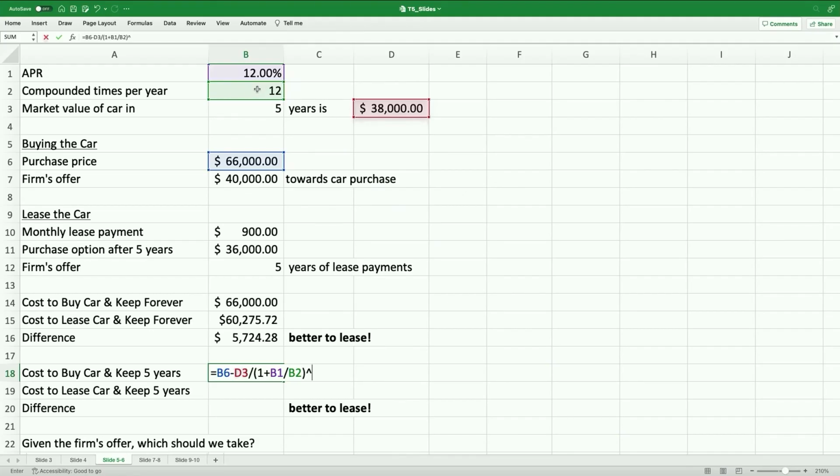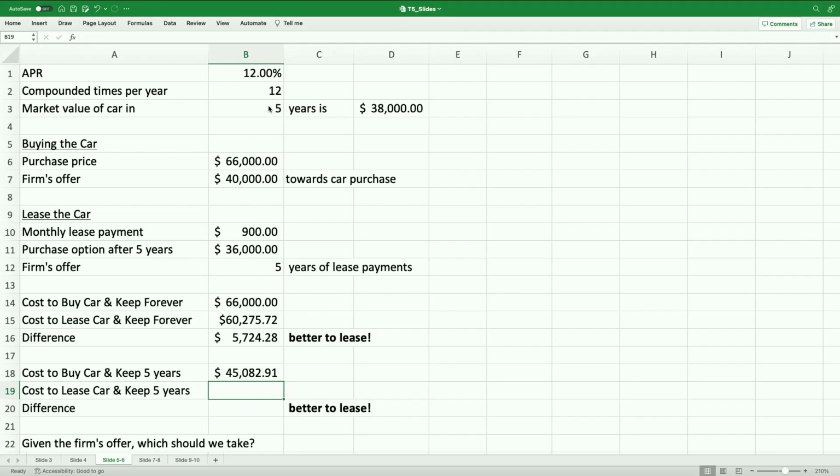What is our N? How many periods are we discounting back? Well, we have a monthly rate, so we need to discount a number of months. How many months? Again, we've been working with this already. 12 times 5, 60 months. So the cost to buy the car and keep it for 5 years, the present value of all those payments, is $45,000 and change.